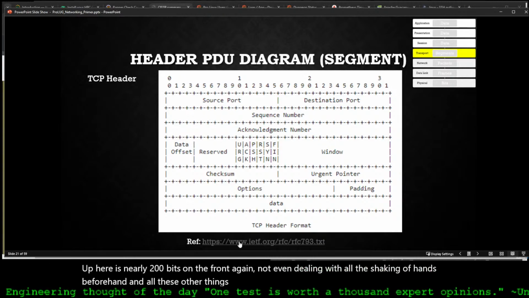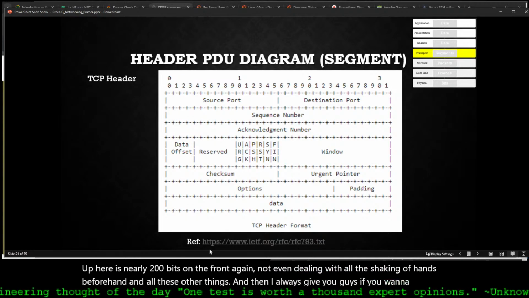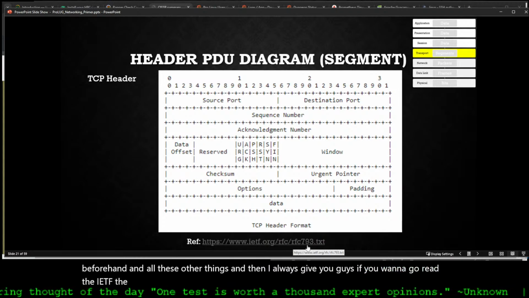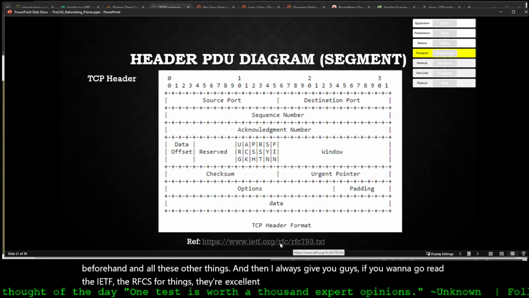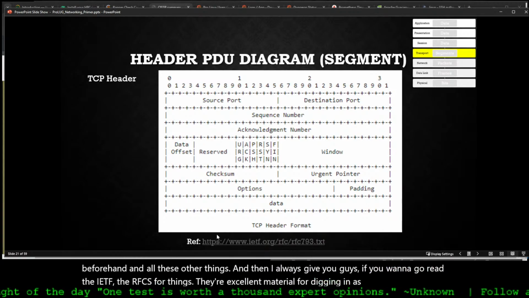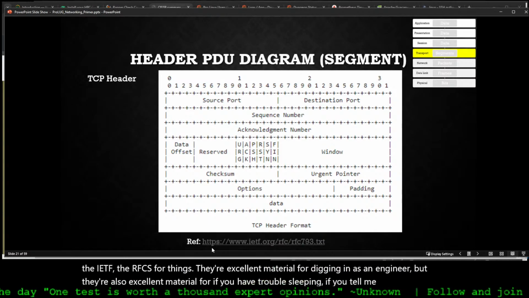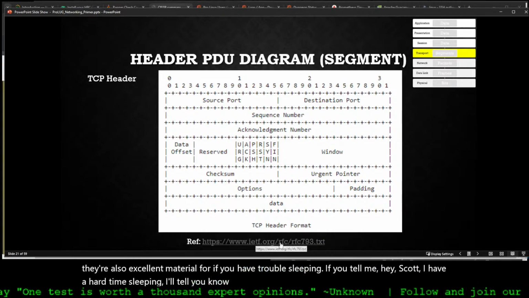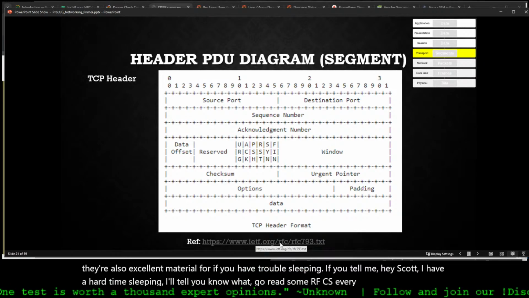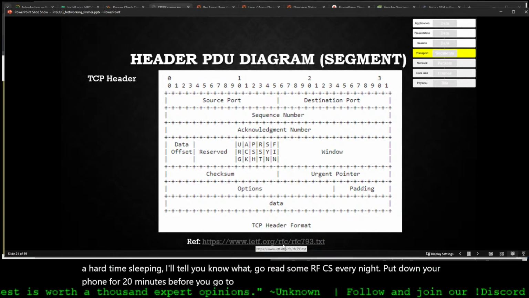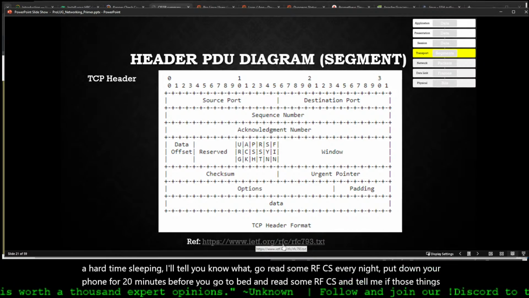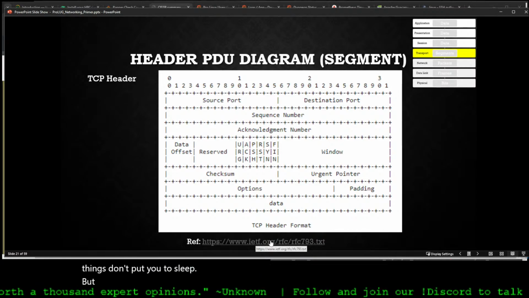I always give you guys, if you want to go read the IETF RFCs for things, they're excellent material for digging in as an engineer, but they're also excellent material if you have trouble sleeping. If you tell me, hey Scott, I have a hard time sleeping, I'll tell you, go read some RFCs every night. Put down your phone for 20 minutes before you go to bed and read some RFCs and tell me if those things don't put you to sleep. But also tell me that you don't know networking a lot better.